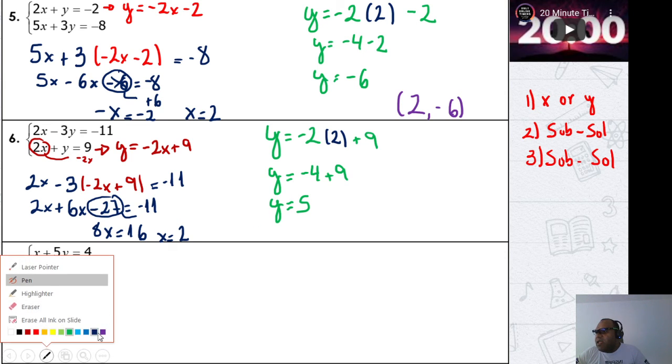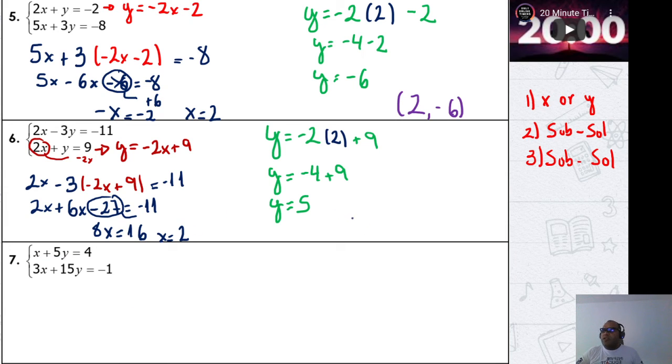Then I got the key answer over here. The ordered pair is x first, 2, y after, 5. 2, 5. Great. And the last one, x plus 5y equals 4. X plus 5y equals 4. Let's work on this guy. X plus 5y, it is, let me just match.